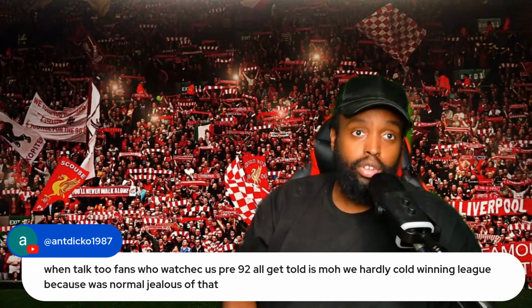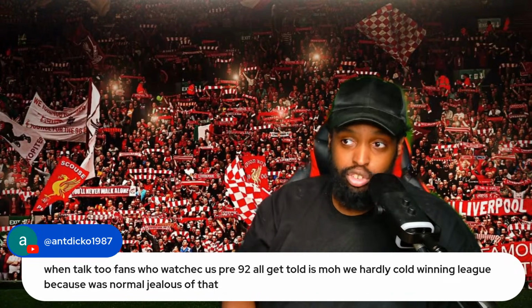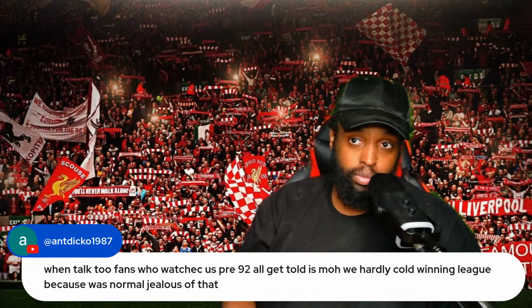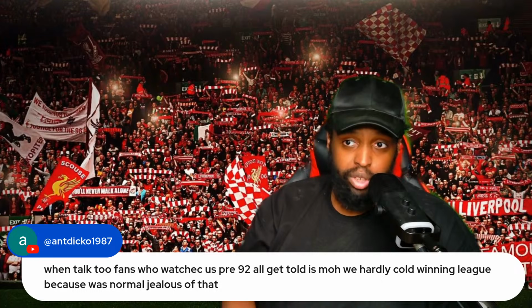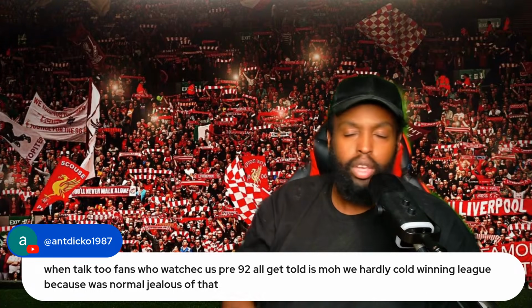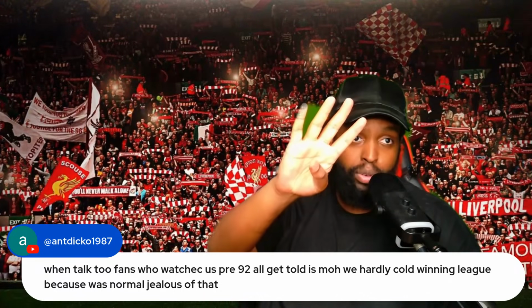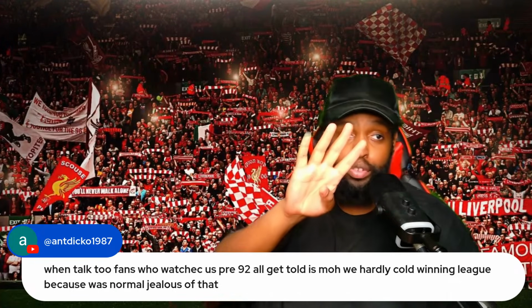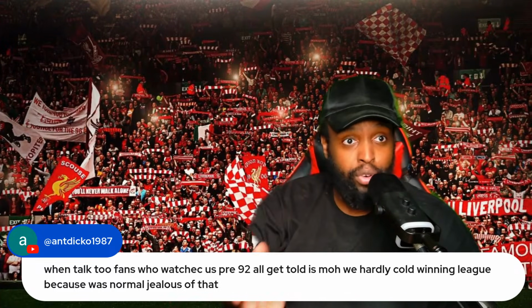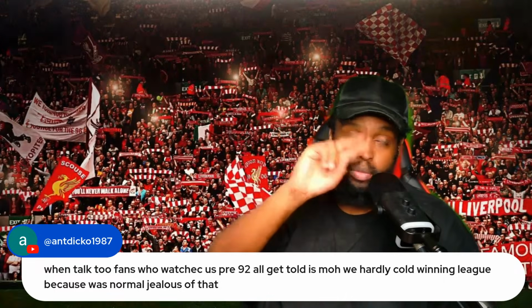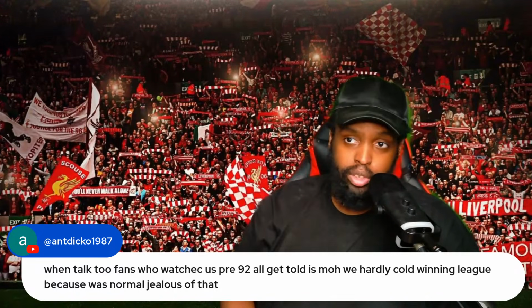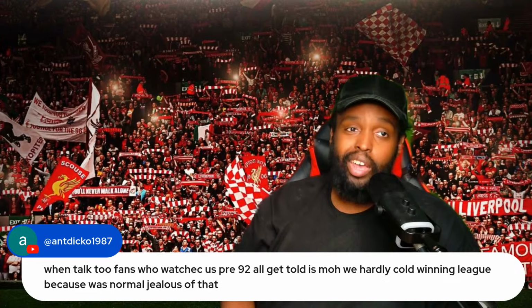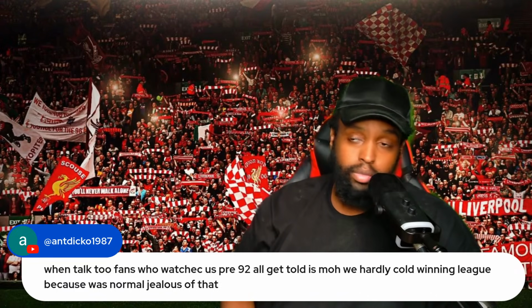I only got to see two major trophies for Liverpool. Three. My apologies, three. Four. My apologies. Four major trophies for Liverpool, and I'm about to turn 30 in July. I've only seen four. 2 Premier Leagues and 2 Champions Leagues only. Now, I've seen the FA Cup. I've seen the League Cup. I've seen all of that.